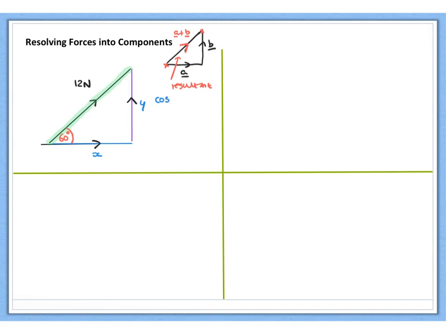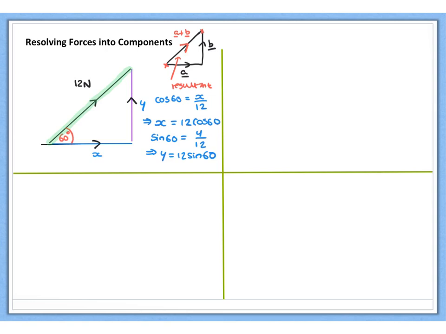So I know that cos 60 is the adjacent X over the hypotenuse 12, which means I can rearrange this to give me X equals 12 cos 60. I know that sine 60 is equal to Y over 12, and I can rearrange this to give me Y equals 12 sine 60, and we can work those out in a second.